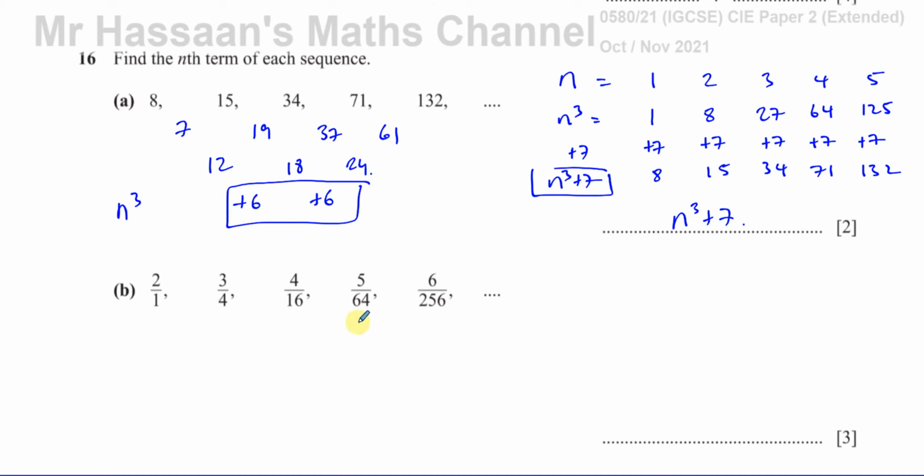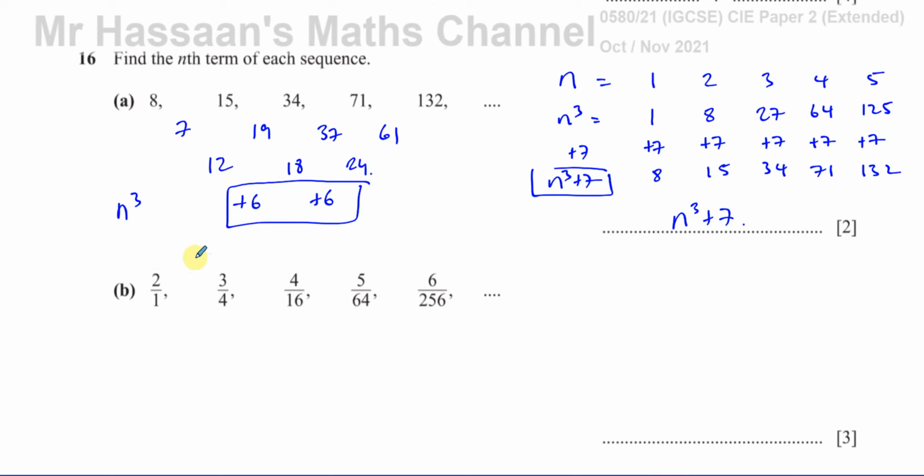Now, for part B, we have these fractions. When you're dealing with fractions, what you should realize is that in most cases the numerator and the denominator will have two completely separate patterns. And we can see that's the case here. The numerator is 2, 3, 4, 5, 6. The numbers are increasing by 1 each time.